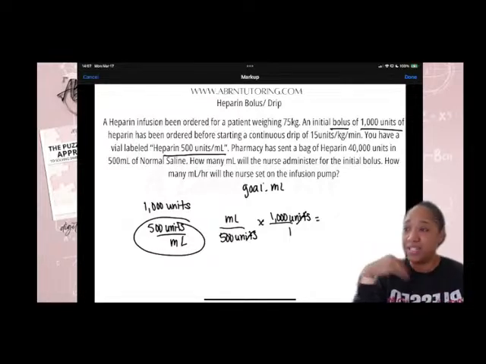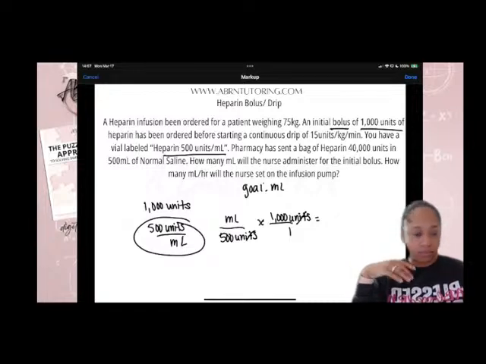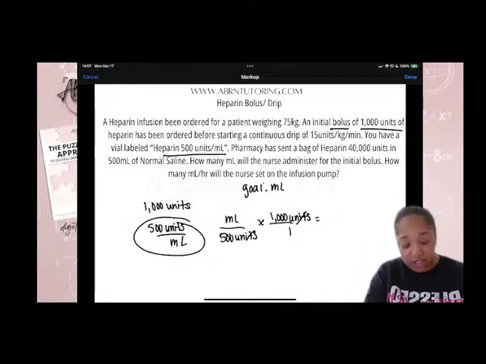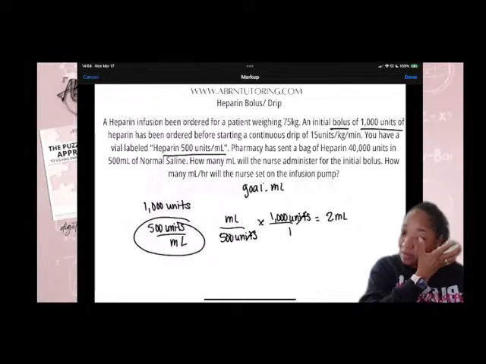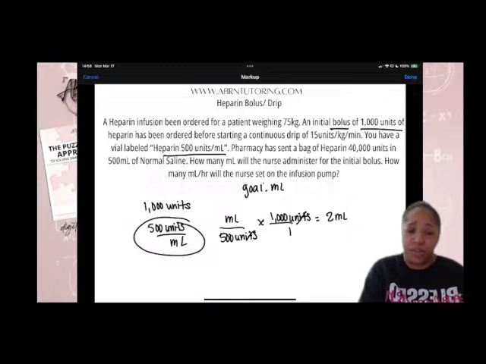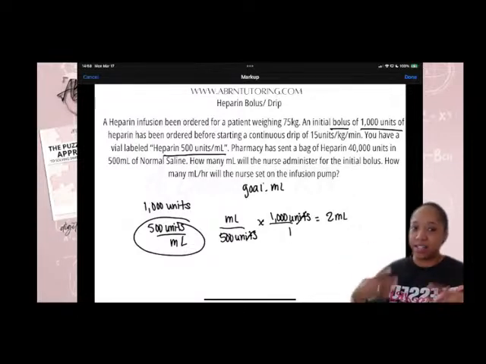All right, so 1,000 divided by 500 is going to be what? 2 milliliters? So that is your bolus. Don't make it harder than what it has to be. Just because you see a word that you don't know, keep what's together together. Keep what's by itself by itself.